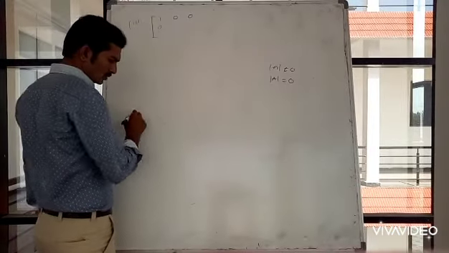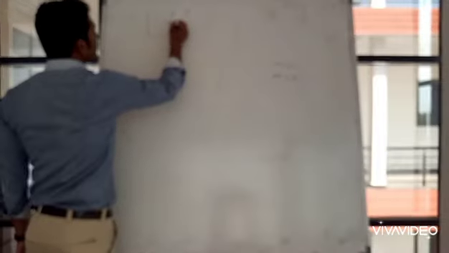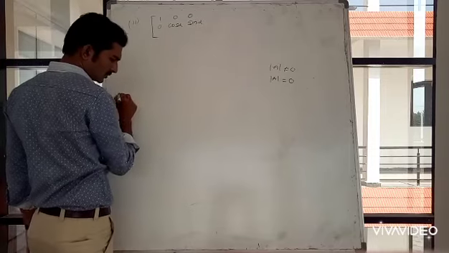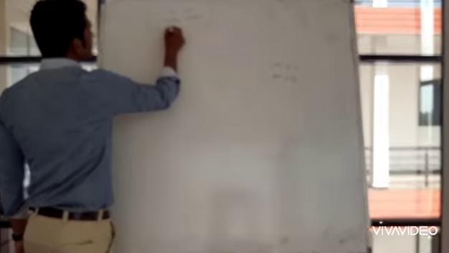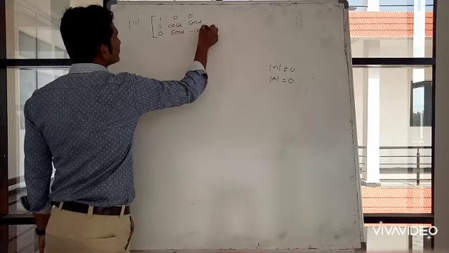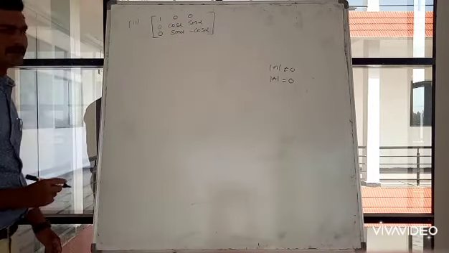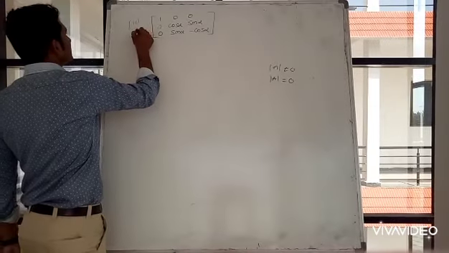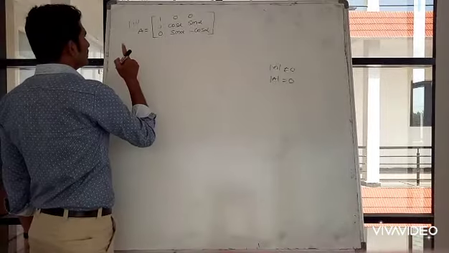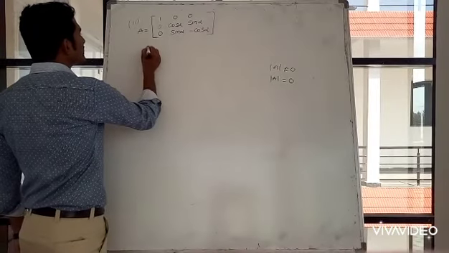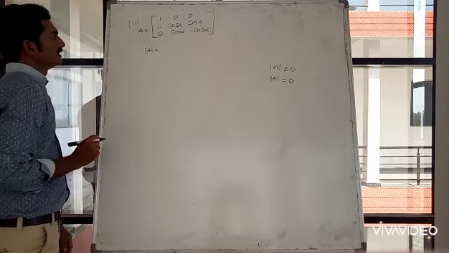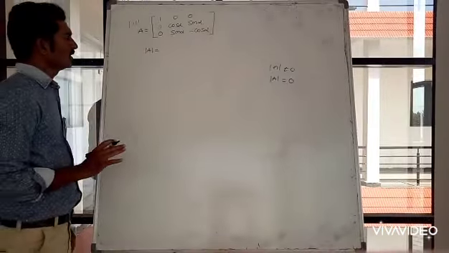The given matrix is 1, 0, 0; 0, cos alpha, sin alpha; 0, sin alpha, minus cos alpha. We need to find the inverse for this. So we need to check whether the inverse exists or not. For that, check whether determinant of A is not equal to 0.